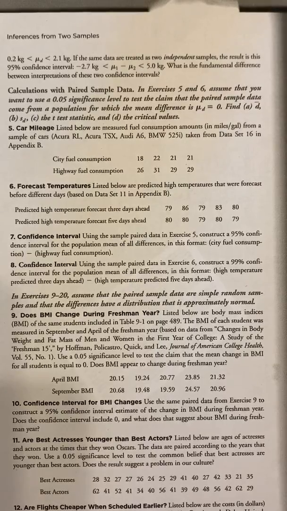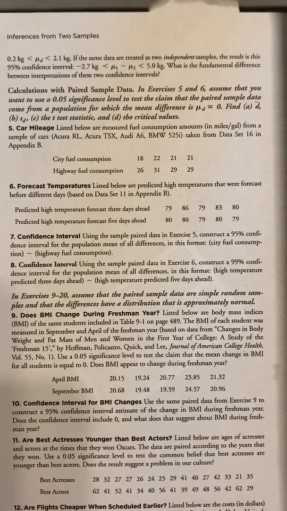Use a 0.05 significance level, that's alpha, to test the claim that the mean change in the body mass index for all the students is equal to 0, which means there's no difference. Does the body mass index appear to change during freshman year? Okay, so in number 10, we'll be finding a confidence interval. So what you can see there is listed, there are 5 different people, and they checked the person's body mass index in September. For the first one it was 20.68, in April it was 20.15.